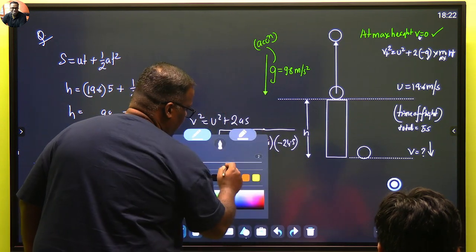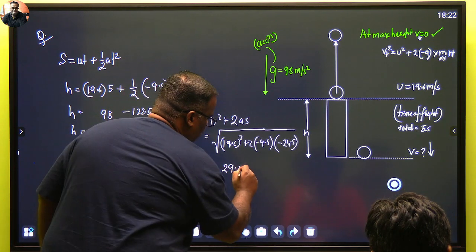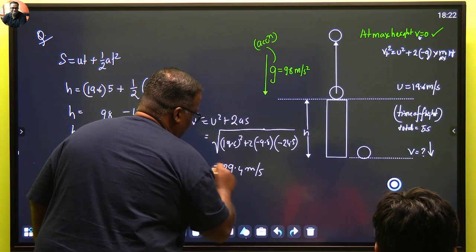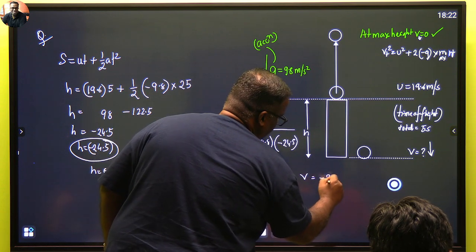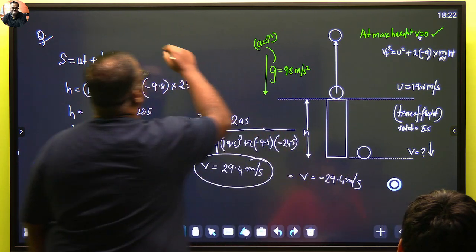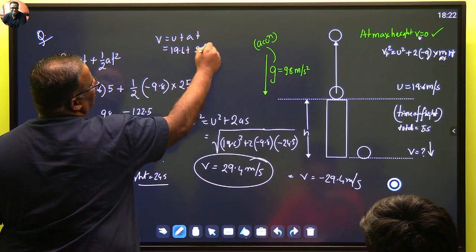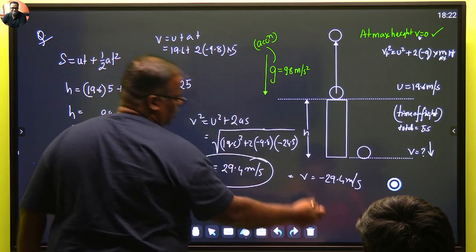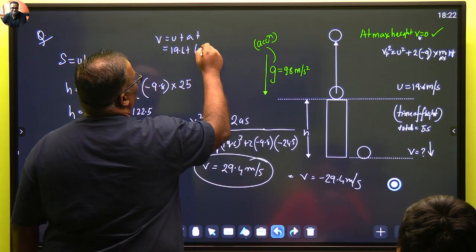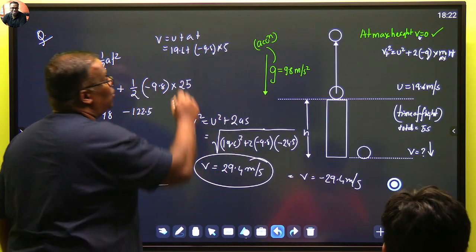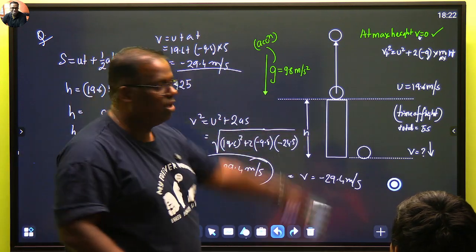ये इसका आंसर आएगा. दिस आंसर इज 29.4 मीटर पर सेकेंड. और ये नेगेटिव, मतलब आपका v is the magnitude of v is this, but if you ask me in direction you should get negative 29.4 meter per second. दीपांशु, v is equal to u plus at. u का वैल्यू कितना है? 19.6. a का वैल्यू कितना है? Minus 9.8. So minus 9.8 into 5. 29.4 नहीं, negative 29.4 आएगा. गलत हो ही नहीं सकते. नेगेटिव मतलब बॉल नीचे की तरफ आ रहा है.